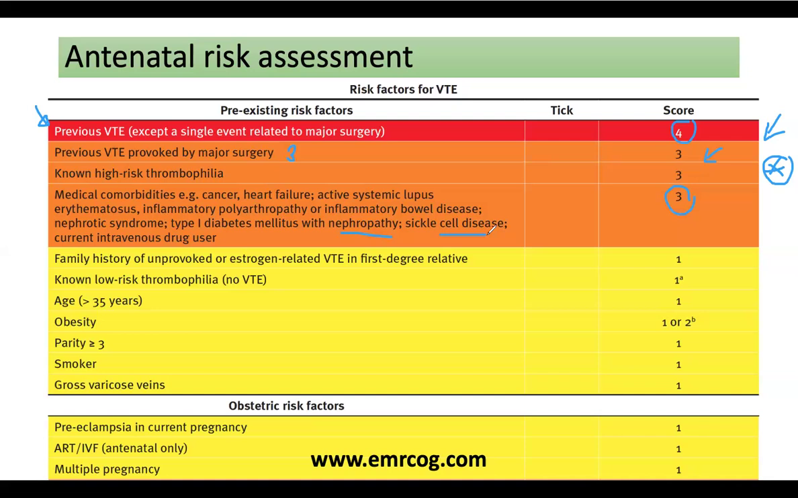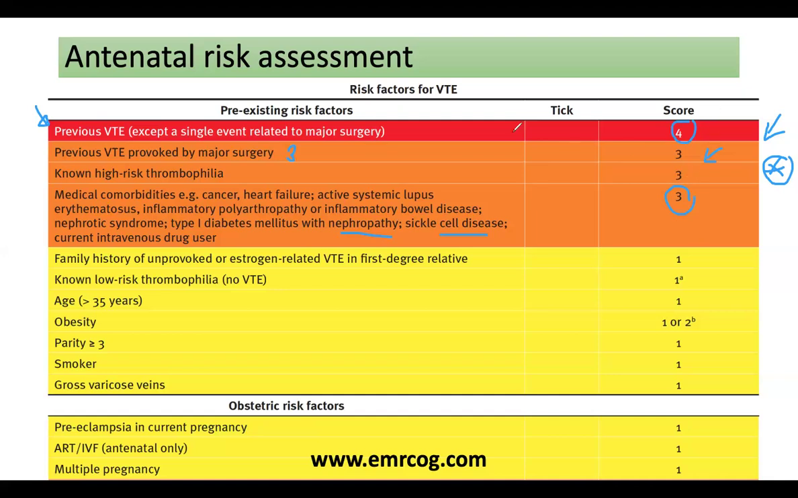Sickle cell disease is a score 3. Current intravenous drug user is a score 3, right? So the risk assessments are very important for the VTE risk assessment. You remember it well, and please don't be confused between the small for gestational age risk factors or the preeclampsia risk factors. Here, this table, you have to remember it by heart. I need your photographic memory in the exam to remember the table very well, so you can apply it in the exam and count the score for the lady, calculate her risk, and give the appropriate prophylaxis.